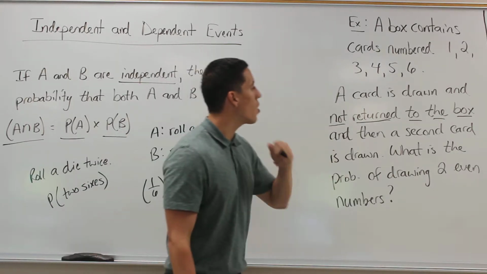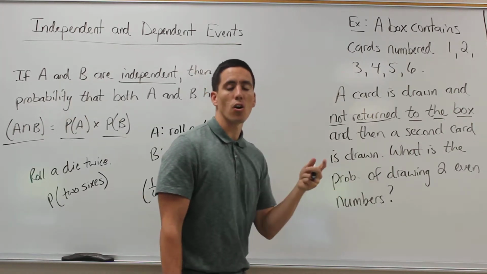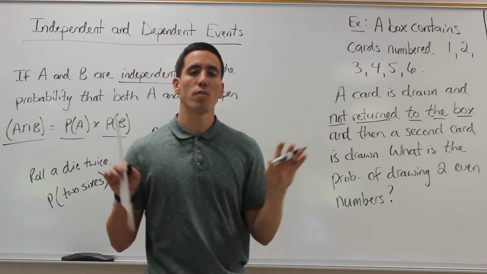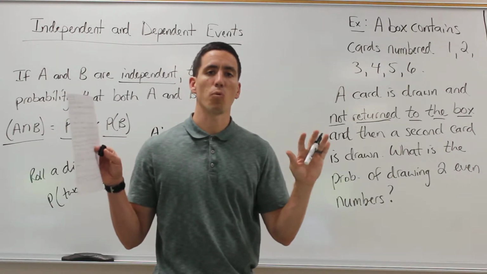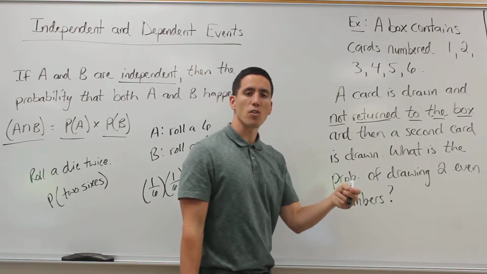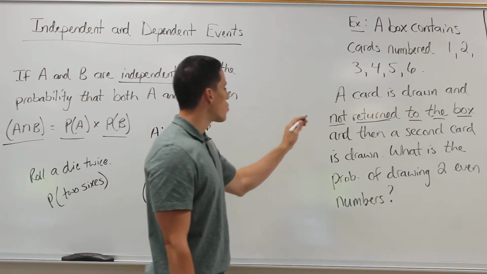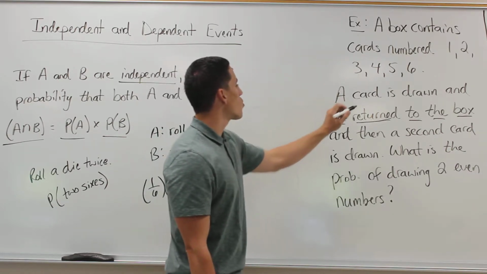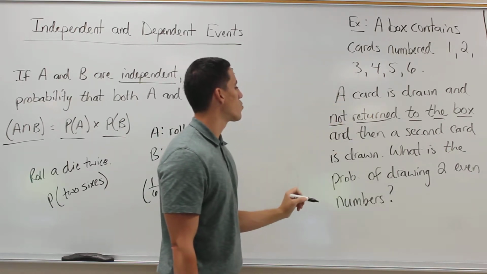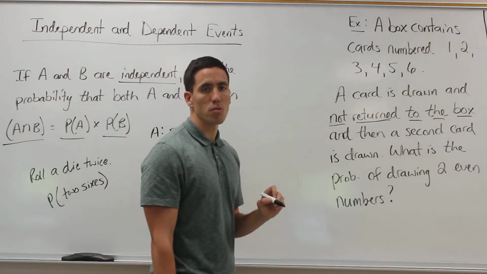If we drew a card and then we returned it to the box and then drew another card, in that case, the two events would be independent, have no bearing on one another. But when we don't return a card to the box and then we draw another card, then suddenly those two events become dependent. So back to the example. A card is drawn and not returned to the box, and then a second card is drawn. What is the probability of drawing 2 even numbers?